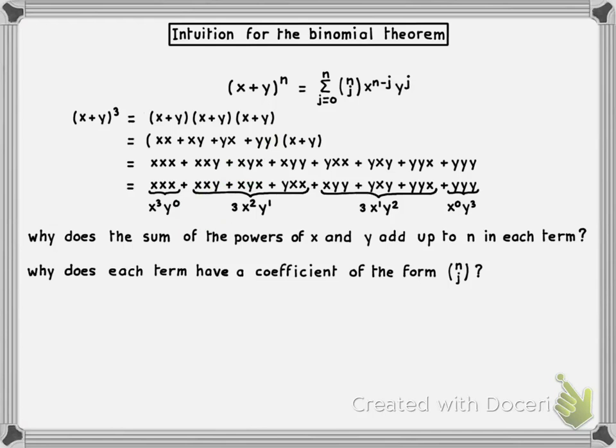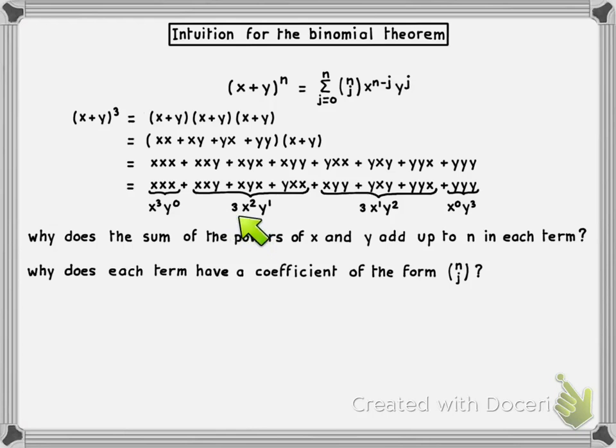And what is the largest possible power of y? Well, that's when you pick y in every binomial. So you pick a y here, a y here, and a y there. You get y to the power 3, or n in general. That explains this term. And of course, you can have all of the values between the minimum 0 and the maximum n. But why do we have this coefficient here?